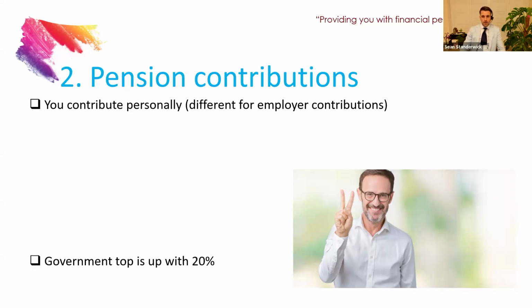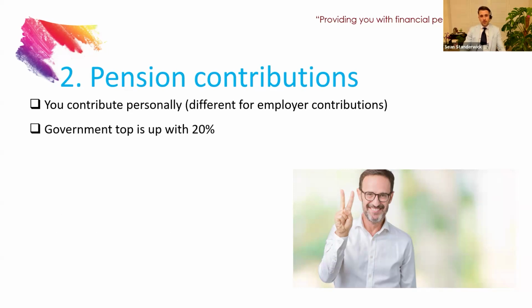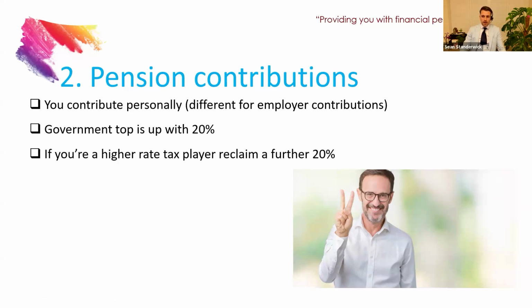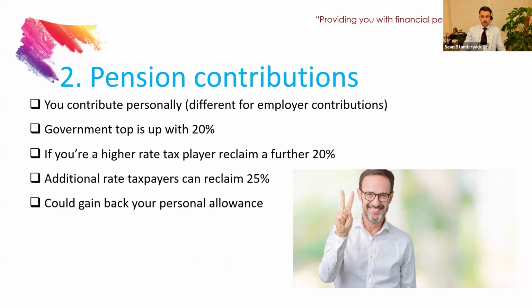it works personally. So if you put some money into a pension, the government tops it up with 20%. It's quite a lot. Now, if you're a higher rate taxpayer, you can also reclaim that further 20% in tax you pay. Additional rate taxpayers can reclaim 25%. Now, you can also potentially gain back your personal allowance. So for those people that don't have a personal allowance or lose some of it or all of it, you could potentially get it back. And that's where the effective tax saving can be seen as 60%.